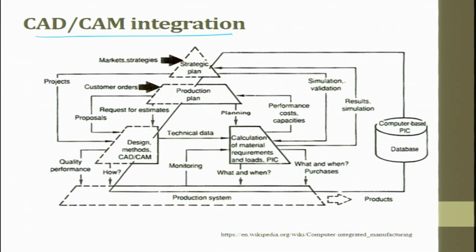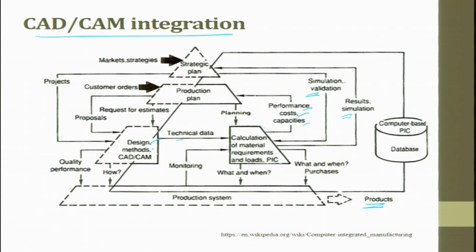When you look at CAD/CAM integration, strategic planning, production planning, then you will have calculations of material and then you will have production systems. So, this is how your product is done. So, when we talk about it, you will see manufacturing strategies, market strategy planning is here. So, which needs simulation and which needs to look at results of simulation, calculate the material requirement and load. So, that is what it does. When we talk about production planning, it is more of performance, cost, capacity planning, technical data and what is required for estimates.